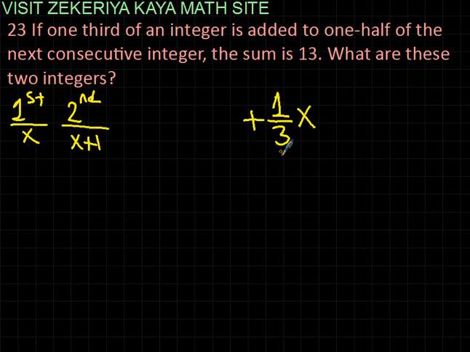1 over 2. Half means over 2. 1/2 of the next consecutive integer. It has several things, x plus 1. That's why I wrote it inside the parentheses. When you make this equation, this sum should be equal to 13.